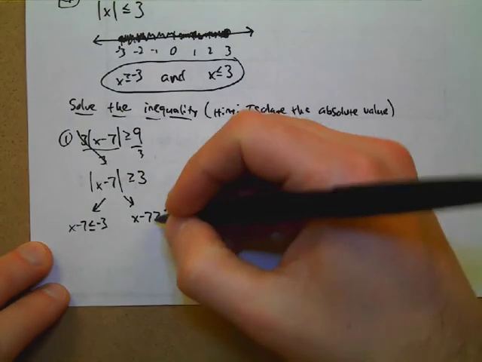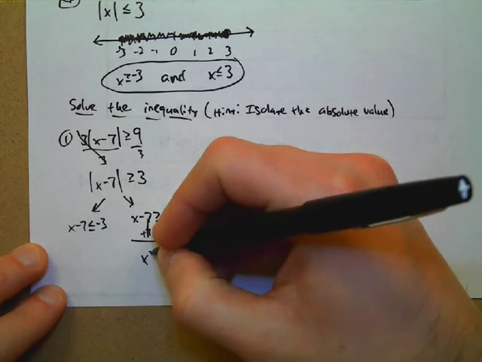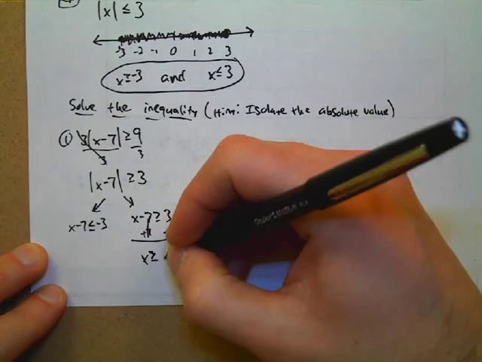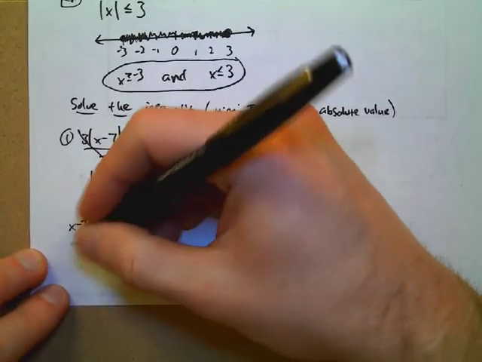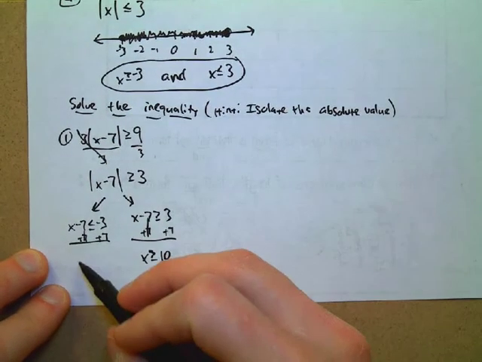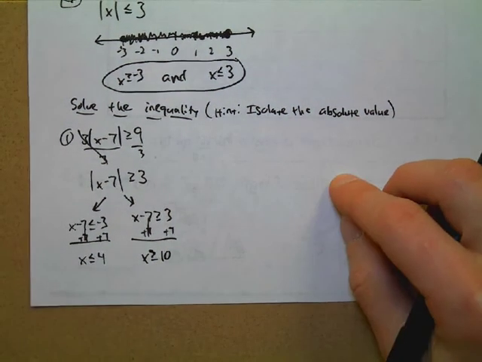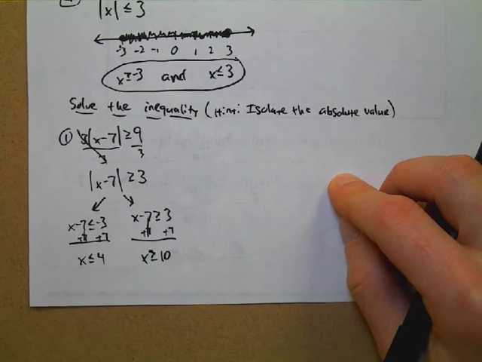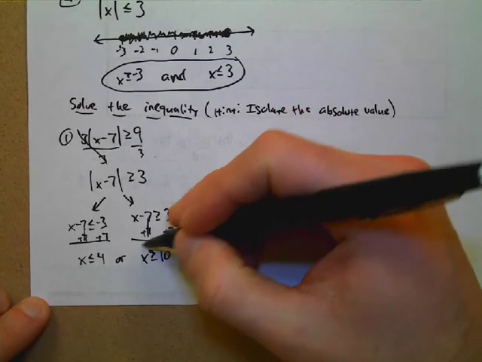So we'll add 7 to both sides for this one over here, so you get x is greater than or equal to 10. And for this one, I'll add 7 to both sides here, and we get x is less than or equal to 4. And this is going to be an or inequality here.